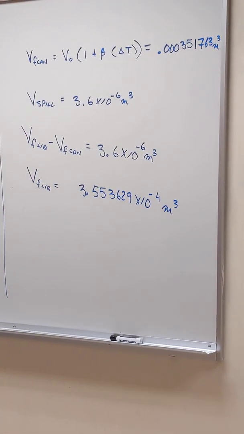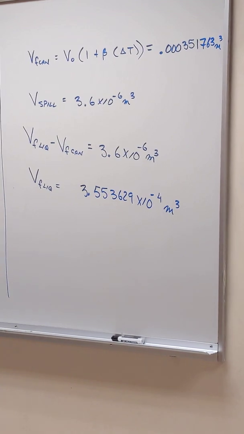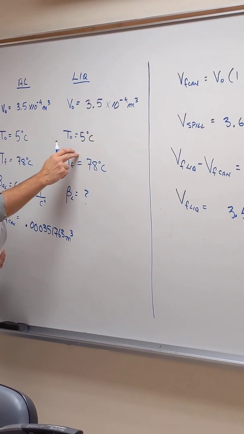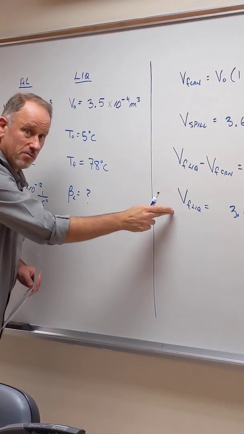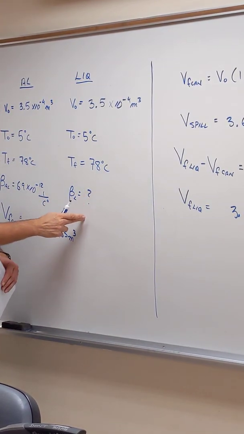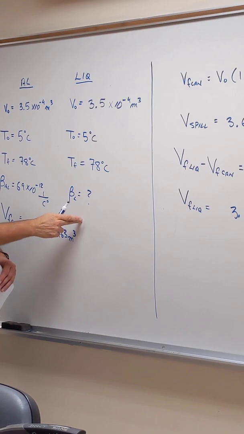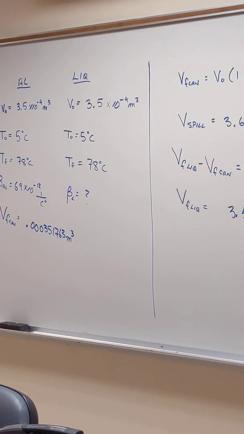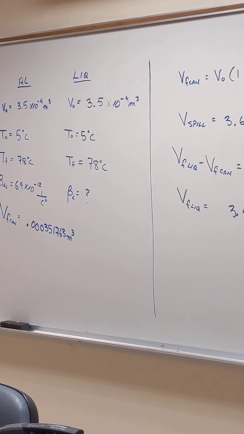What am I looking for? Beta. So I have original volume of liquid. I have the change in temperature. I have the final volume now. Can I find beta? That's the question. The answer is yes. So let's finish the problem.